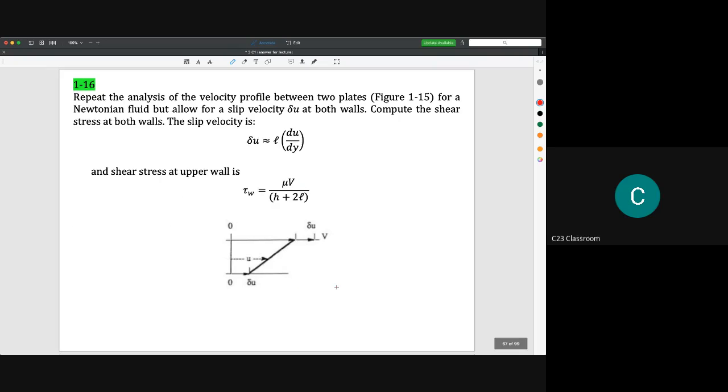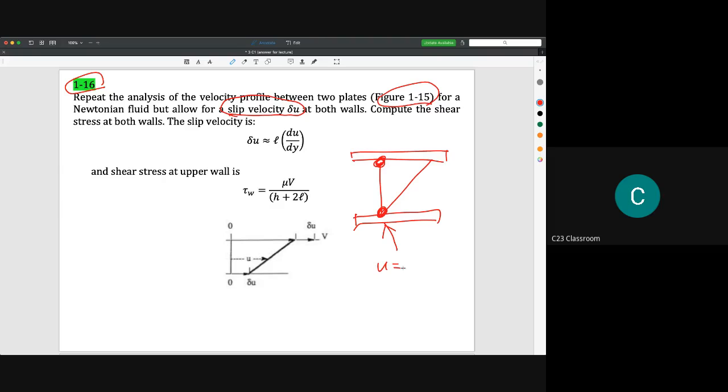Another thing is question 1.16 here. We are dealing with the same situation as figure 1.15. However, in this question, we assume that slip velocity occurs. As you know, if we have a moving and a fixed plate like this one, we assume a no-slip condition, so the velocity at the fixed plate is equal to 0. That means the molecules stick very hard on that surface, and there is no slip.